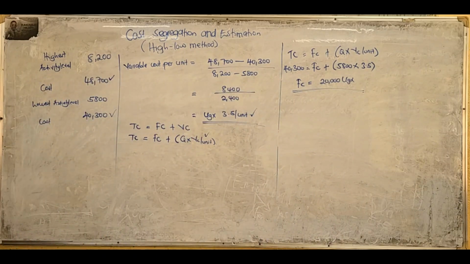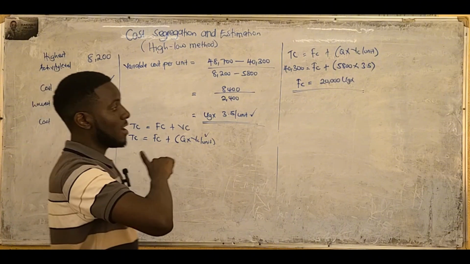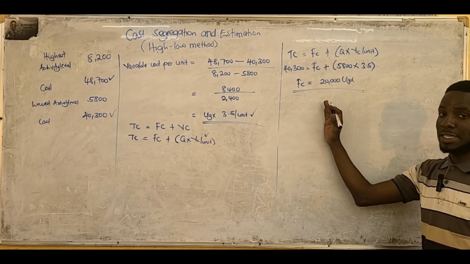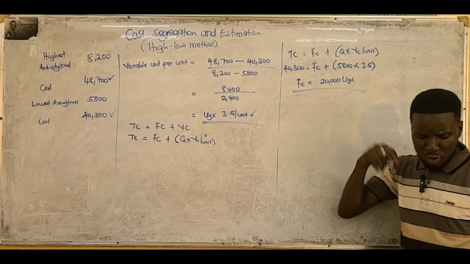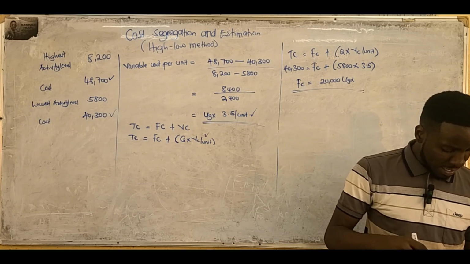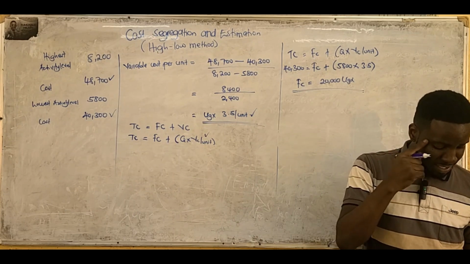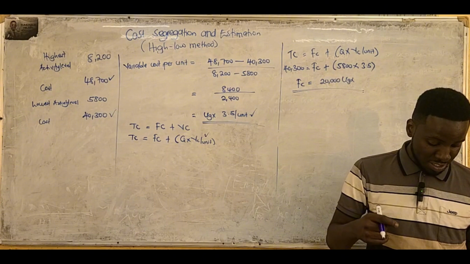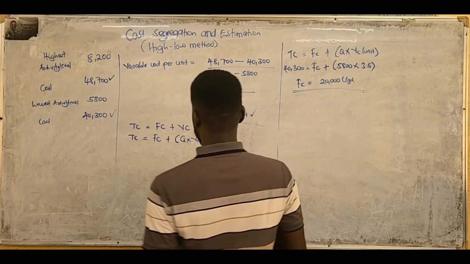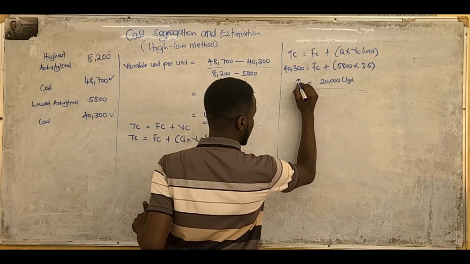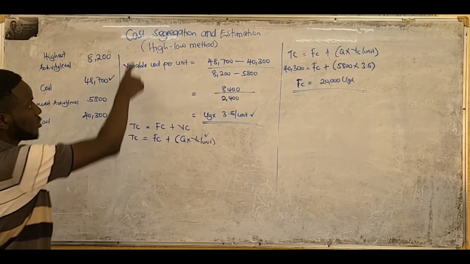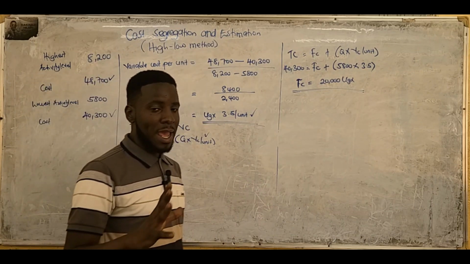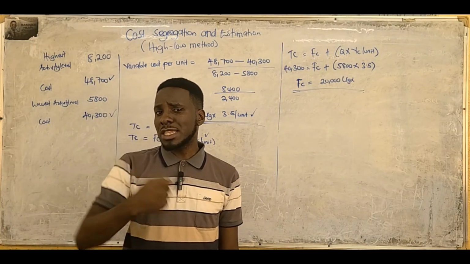So remember from our steps, one, you're already done with the variable cost per unit, then you have also established the fixed cost. Now the question was telling us, if you check back in the question, we are required to use the high-low method to estimate the total cost equation. That means we are supposed to generate the total cost equation. Now, having this fixed cost, remember I told you it is cost segregation and estimation. Now we have segregated cost, but later on in the future we can use this to estimate cost.